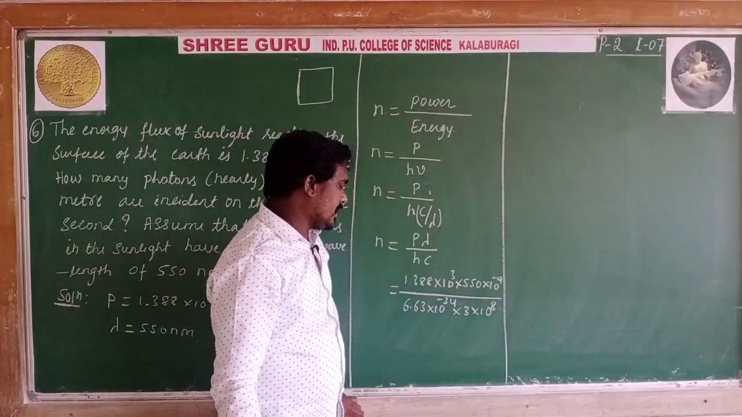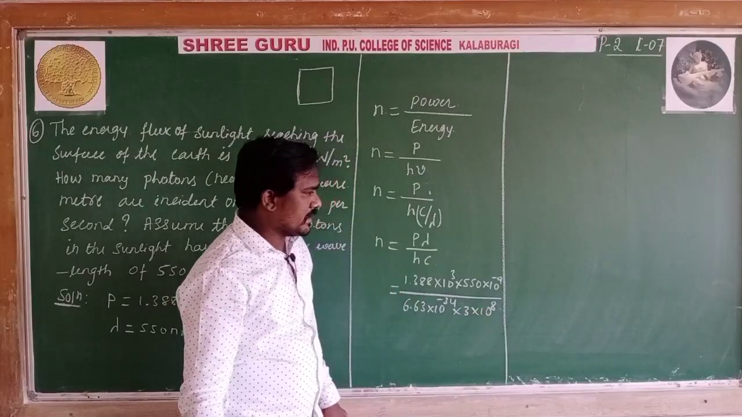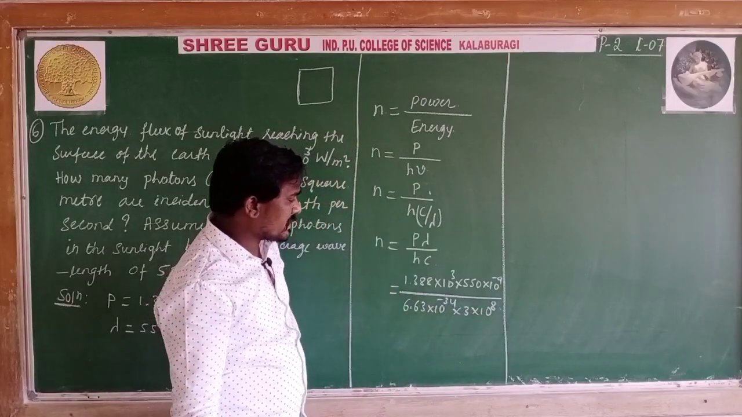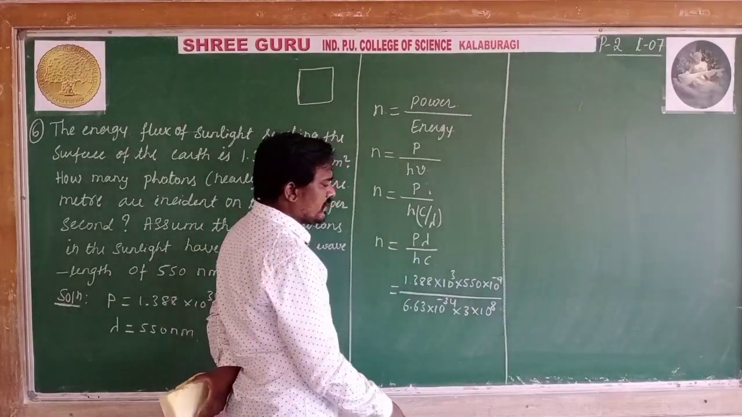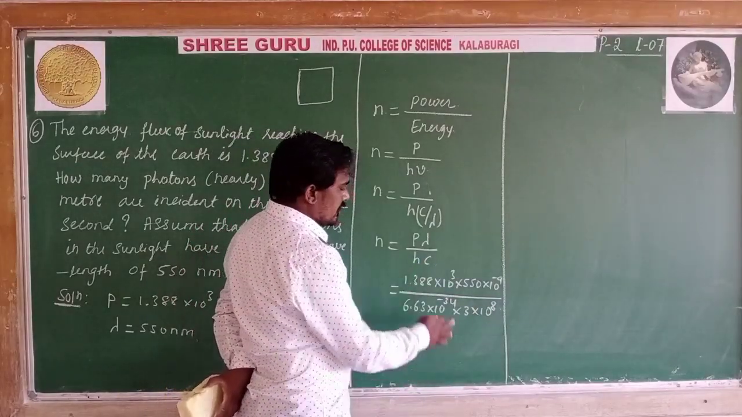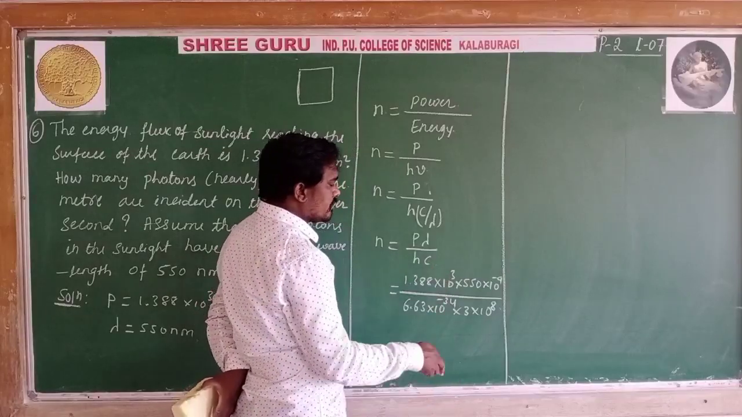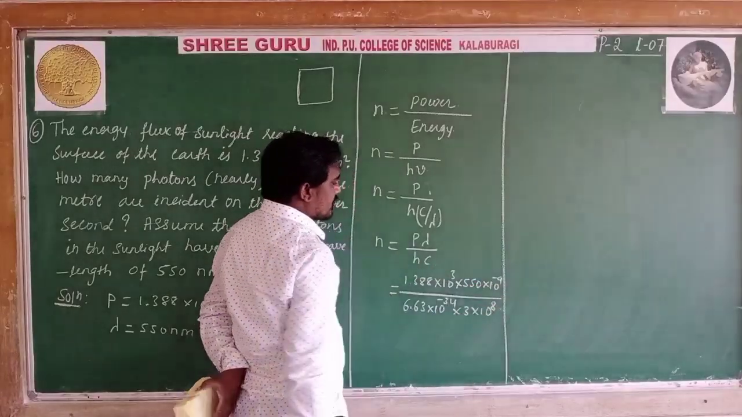Minus 34 minus 8, that is 42... minus 34 plus 8, it is 26. Minus 26 will come to the numerator, means plus 26. Plus 26 plus 3 means plus 29. Just subtract here.